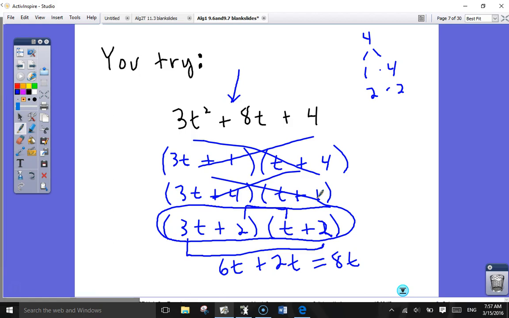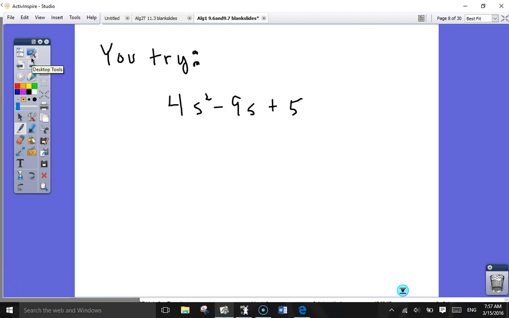So essentially, you're FOILing. I mean, you guess and you FOIL. Did I get the right thing? No. Try it again, until you find the combination that works. Okay. Try this one.